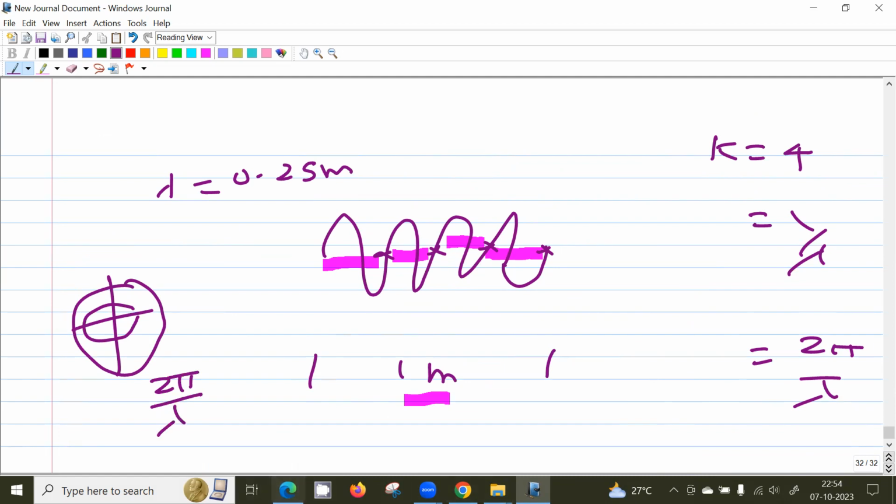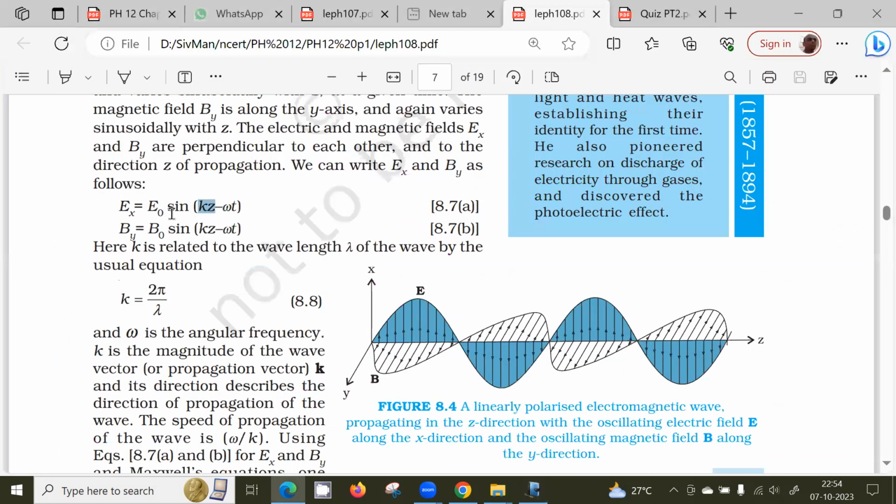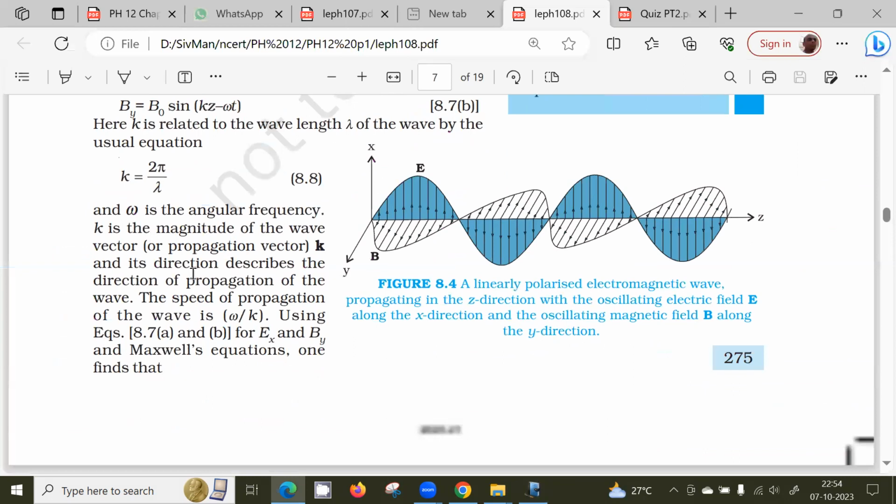Another way to remember this one is, see, this is sine of something, right? So this thing should be in radians. z is in meters, so k should be 1 by meter. So the meter will cancel, and whatever is remaining should be in radians. That is 2 pi. So just accept this 2 pi factor if you don't understand. k is called the wave number.